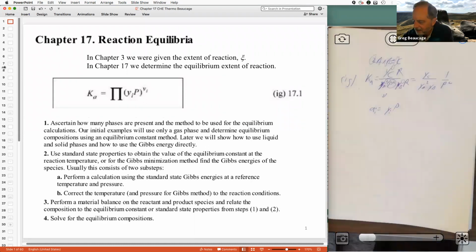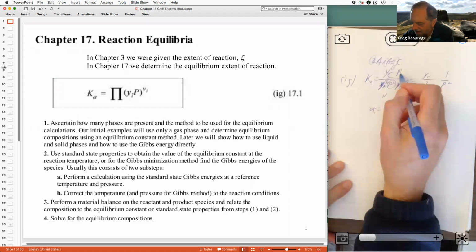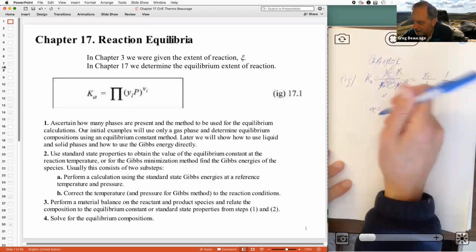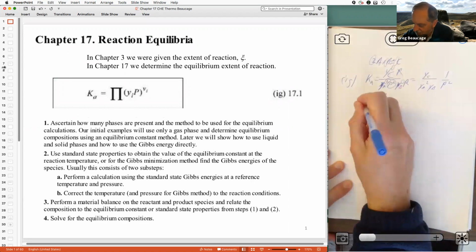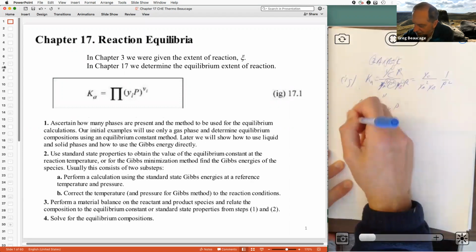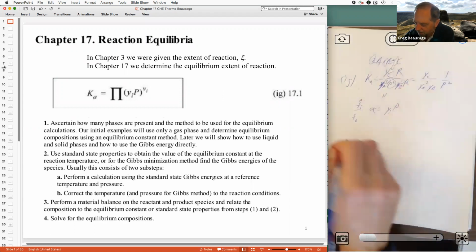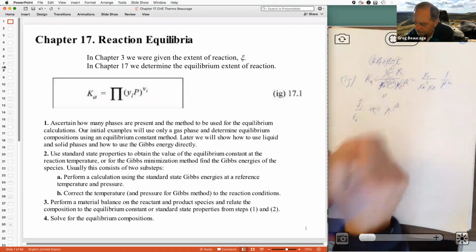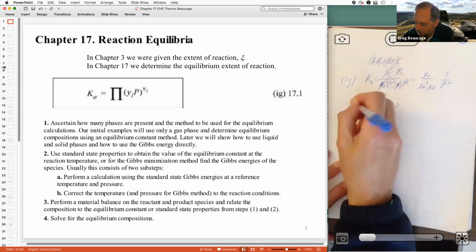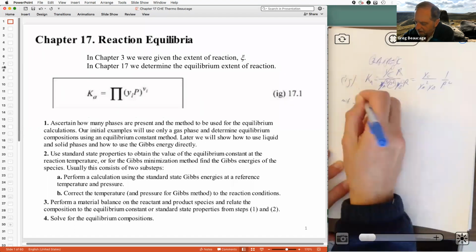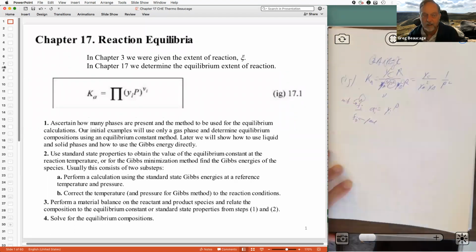So this Y times P is actually the chemical activity, which is also going to be the fugacity of the I component divided by the fugacity at equilibrium of the pure component I⁰. This is pure. This is in the mixture. But this caret means in the mixture. So that's kind of where this chapter is.